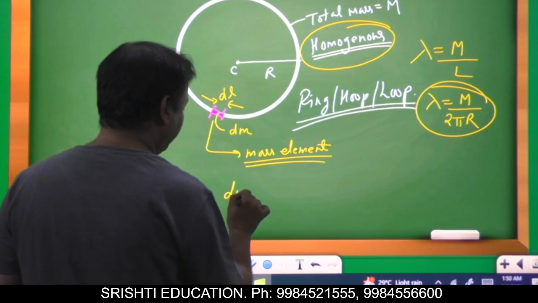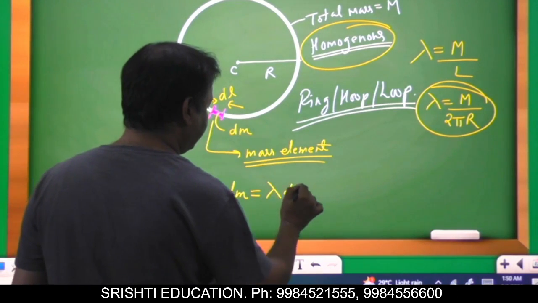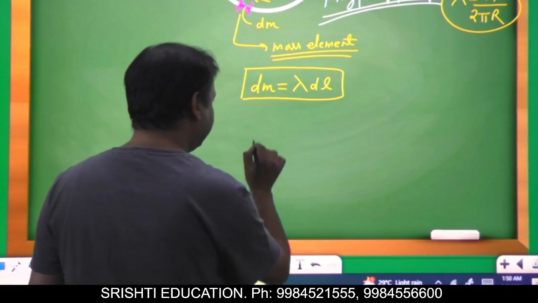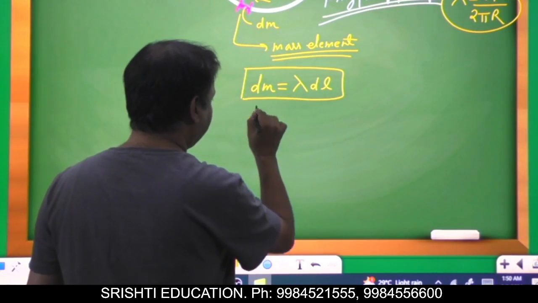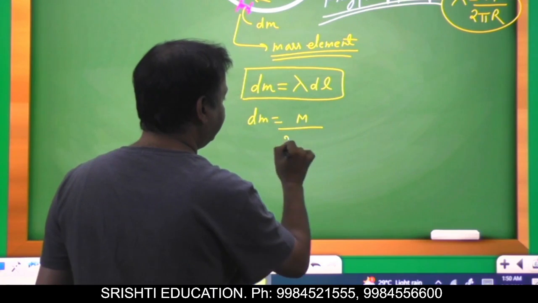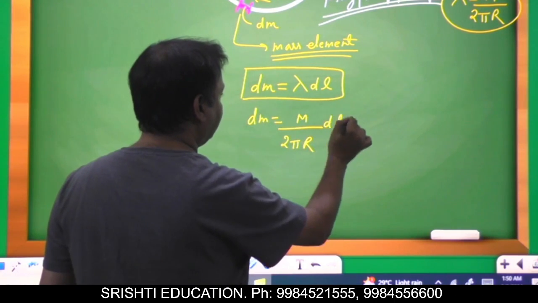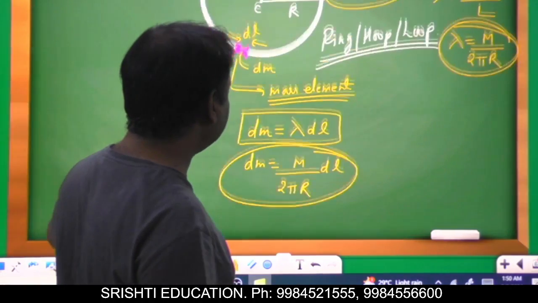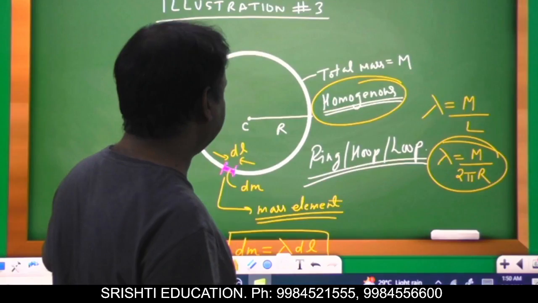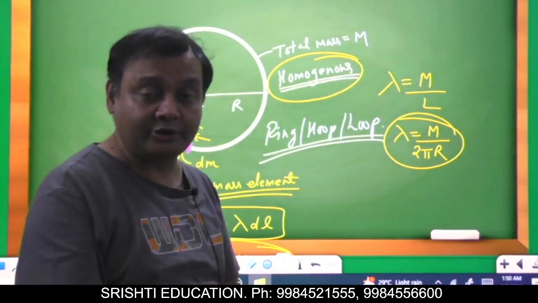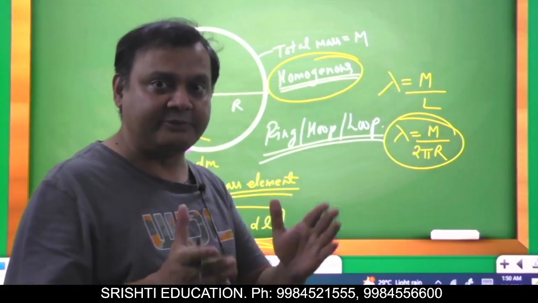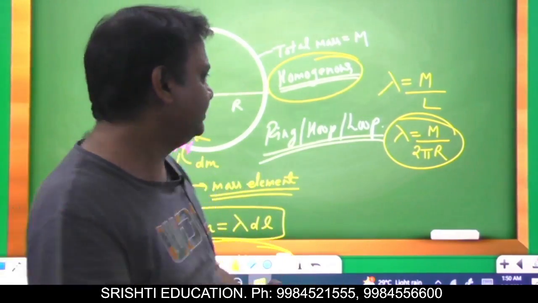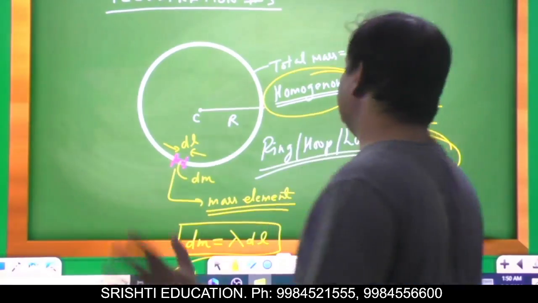What will be the mass of this element? dm will be lambda into dl. Putting in the value of lambda, dm is M divided by 2 pi r multiplied by dl. So this is how we can find lambda for a complete homogeneous ring. Had it been a semicircular ring, L would be pi r, half of the circumference. Okay, so this is illustration 3.